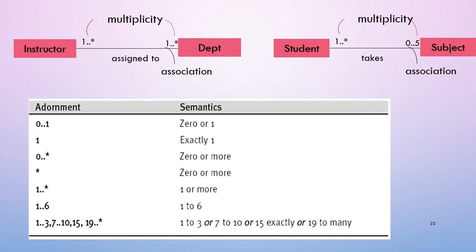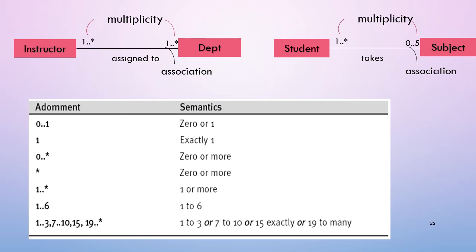Now certain adornments for multiplicity: 0 dot dot 1. Such an adornment can be added on an association relationship. Its meaning is 0 or 1. 1 means exactly 1. 0 dot dot star means 0 or more values. Star means 0 or more. 1 dot dot star means one or more things are related. 1 dot dot 6 means that the component is related to 1 to 6 values.